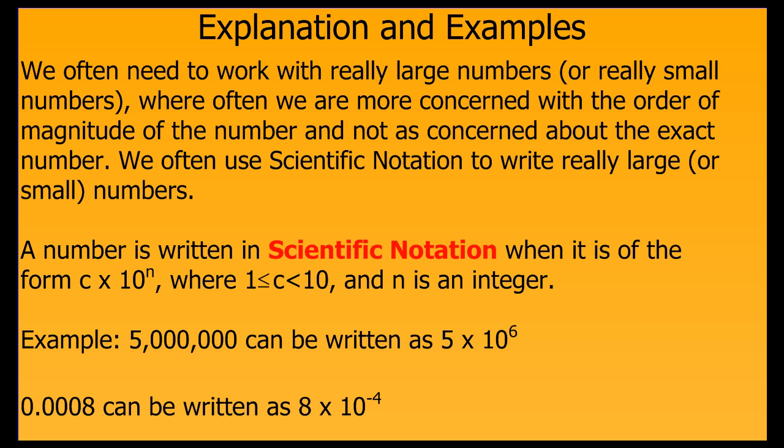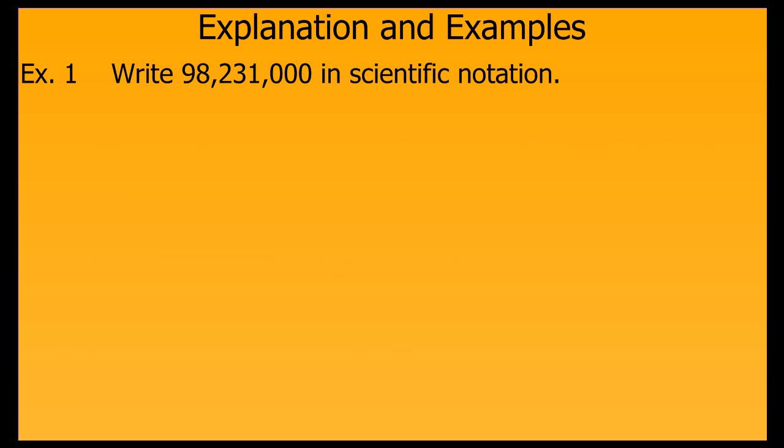A number is written in scientific notation when it is in the form c times 10 to the n, where c is between 1 and 10, and n is an integer. So, for example, instead of writing 5 million as a 5 and then 6 zeros, we can write it as 5 times 10 to the 6th. The same idea with 8 10,000ths. We can write it as 8 times 10 to the negative 4. Let's look at some examples.